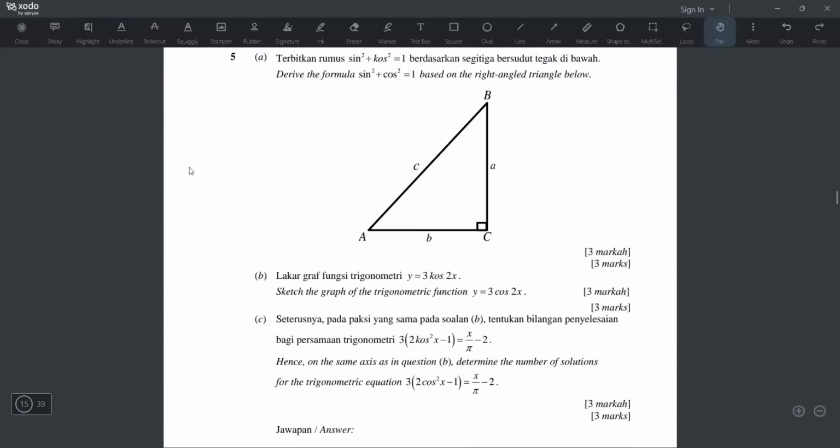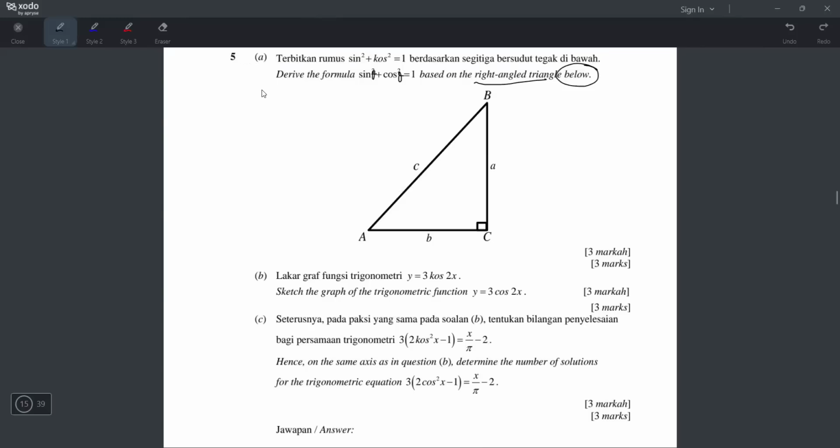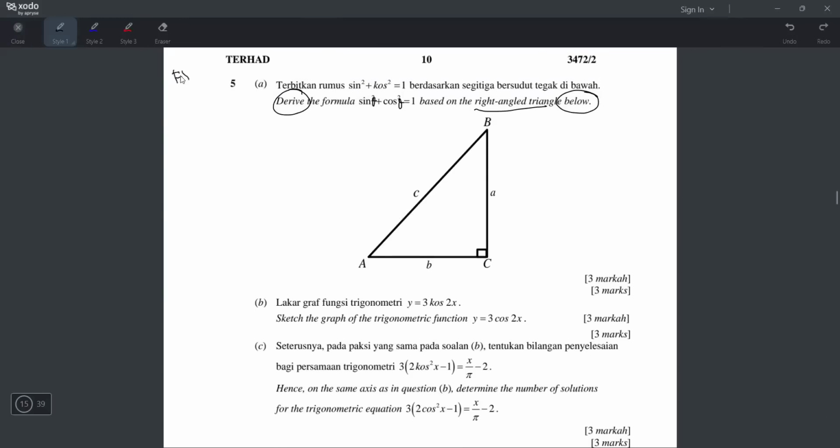Okay, let's do number 5. So number 5 says derive the formula sine square theta plus cos square theta equals 1 based on the right angle triangle below. Okay, this is a mistake, this one is theta here. So this is a derive type of question. And also this is Form 5. Form 5, I think it's chapter 6.